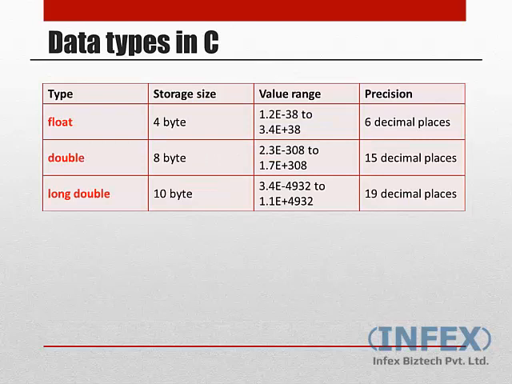Float, its storage size is 4 bytes and it holds the given value range and its precision is 6 decimal points. Double, its storage size is 8 bytes, which is double the float, with the given value range, and its precision is 15 decimal places. Long double, its storage size is 10 bytes, holds up to the given value range, and its precision is 19 decimal places. So this was the introduction to basic data types in C.